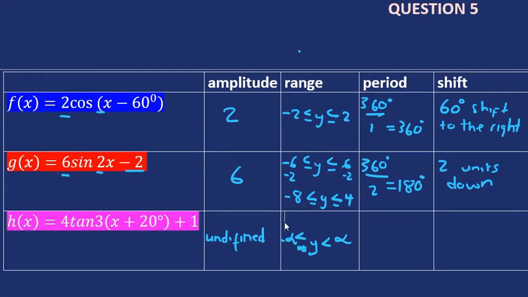Now, the period of the tangent graph is usually 180. But because the coefficient in front of the x is 3, it will repeat 3 times. So that means the tangent graph now has a period of 60. How is the graph shifted? It has shifted by 20 degrees left and 1 unit up.